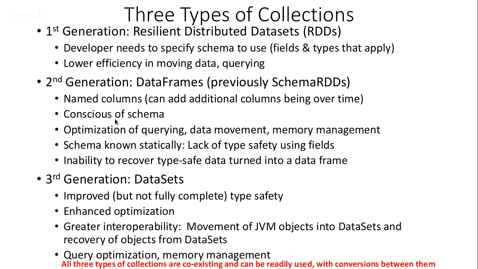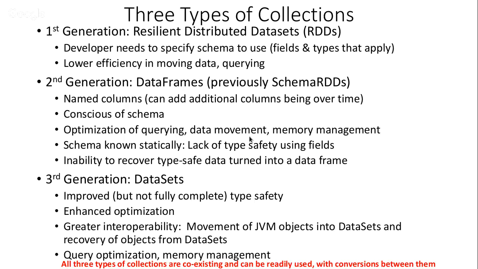We're conscious of this schema, and we can optimize querying, data movement, and memory management within the context of the schema. This says schema known statically, but there's a lack of type safety using fields. As we're going to see, the user mentions the names of the fields they want to use, but it can't check statically. It can't check in a compiled way whether this is a legitimate name. It has to wait until it executes it to see, is this legitimate, okay? And this leads to loss of type safety, okay?